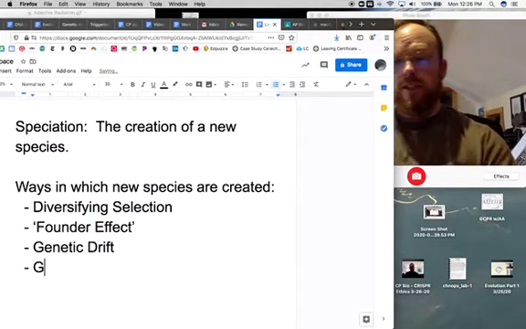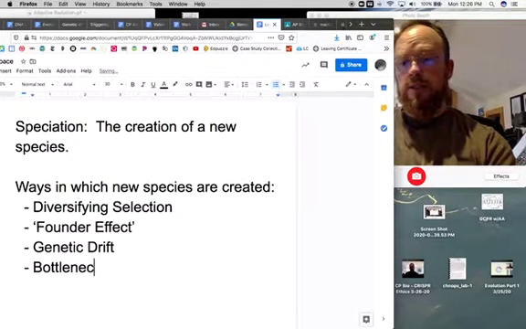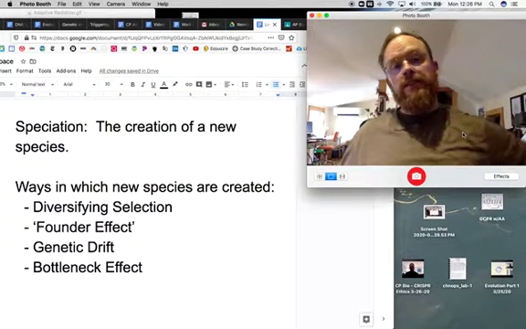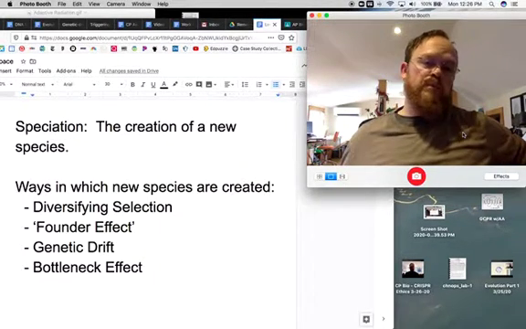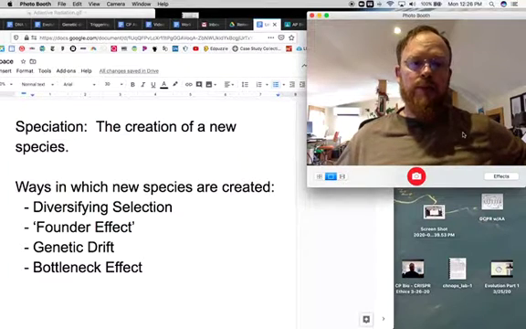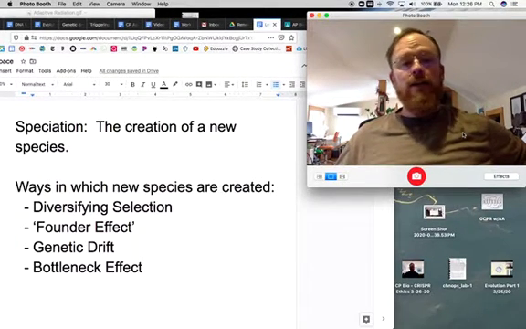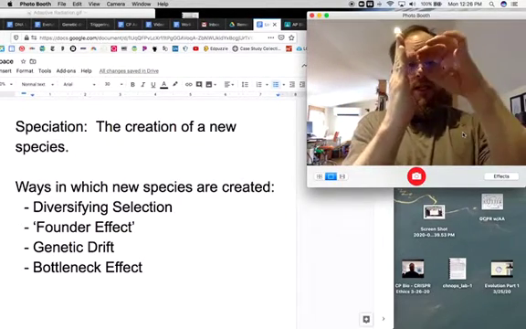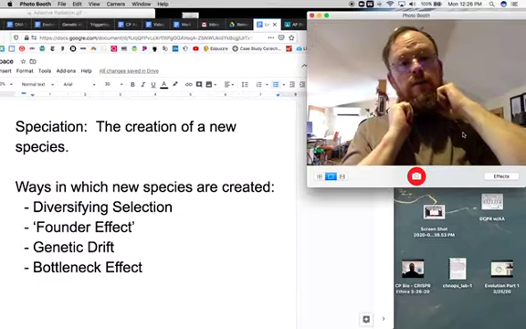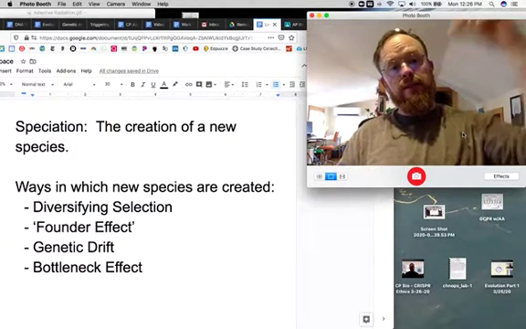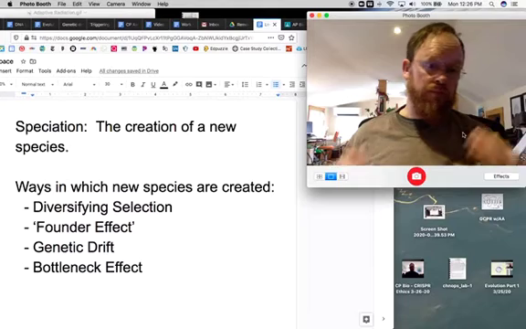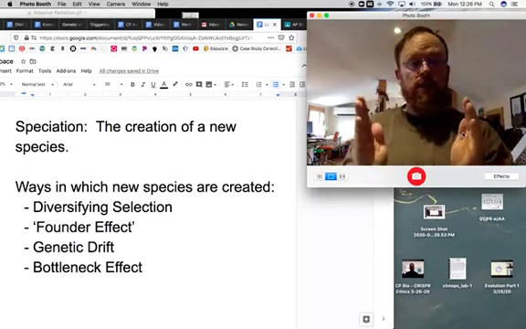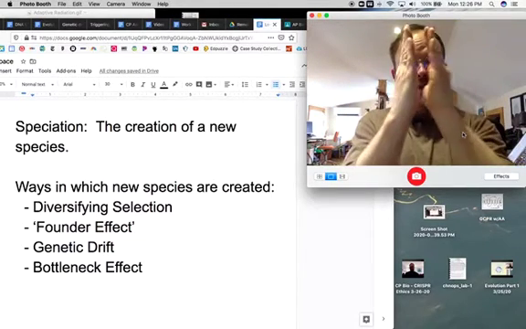We have the bottleneck effect. Okay, and that idea is that there's been some significant disruption in the habitat or the population, and the population once had this many members, and suddenly it only has this many members, and these are the members that are then going to go on and create descendants for the next foreseeable future, because all the rest of them, let's say, died somehow. That's called a bottleneck, right? You had this many, suddenly you have this many.